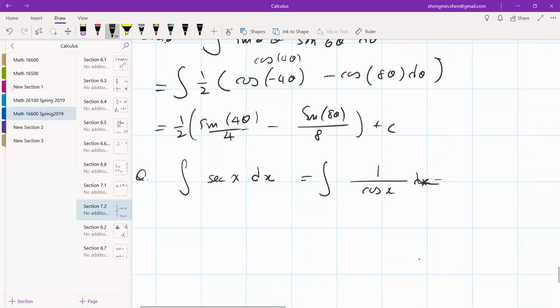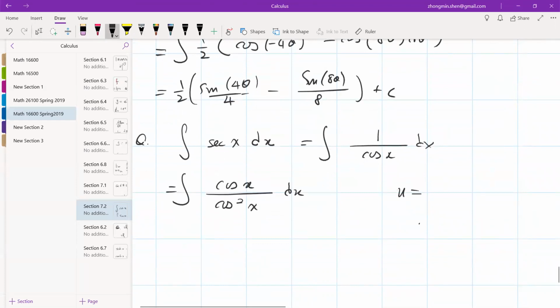So what is the natural way to solve the problem? Maybe in the book they give you some formulas. The natural way to solve the problem is, they're also tricky here, you multiply the numerator and denominator by cosine x. Okay, so this is very similar, then you use a substitution, let u be sine x instead of cosine x, because d sine x gives you cosine x dx. So du equals cosine x dx.